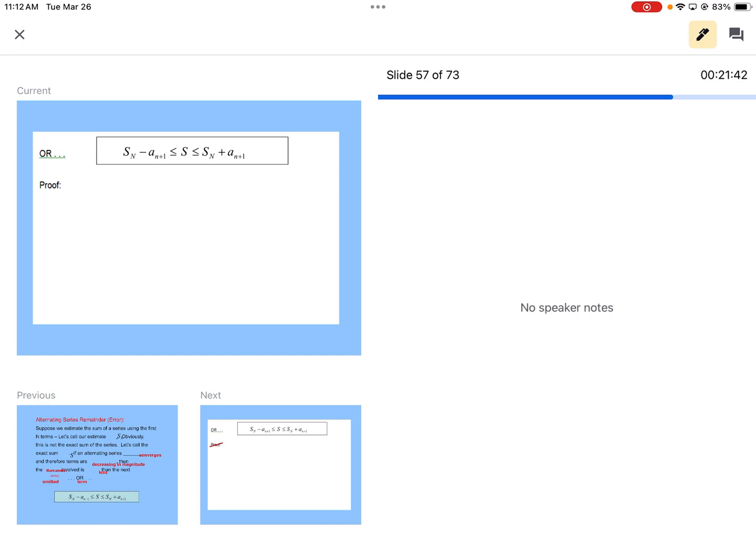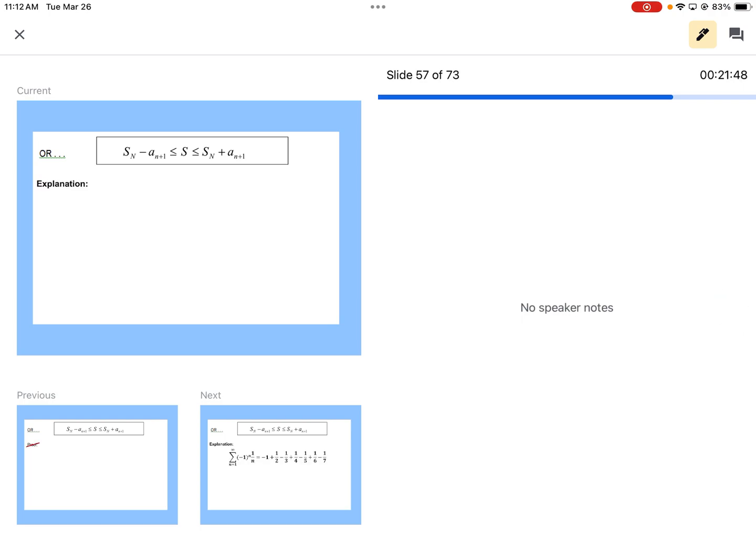Okay. So here's our formula. We're going to keep our formula here for you. This is less of a proof, more of an explanation. Okay? So we are going to use the following series. We're going to use the alternating harmonic series to prove this. Okay? So just write this down.